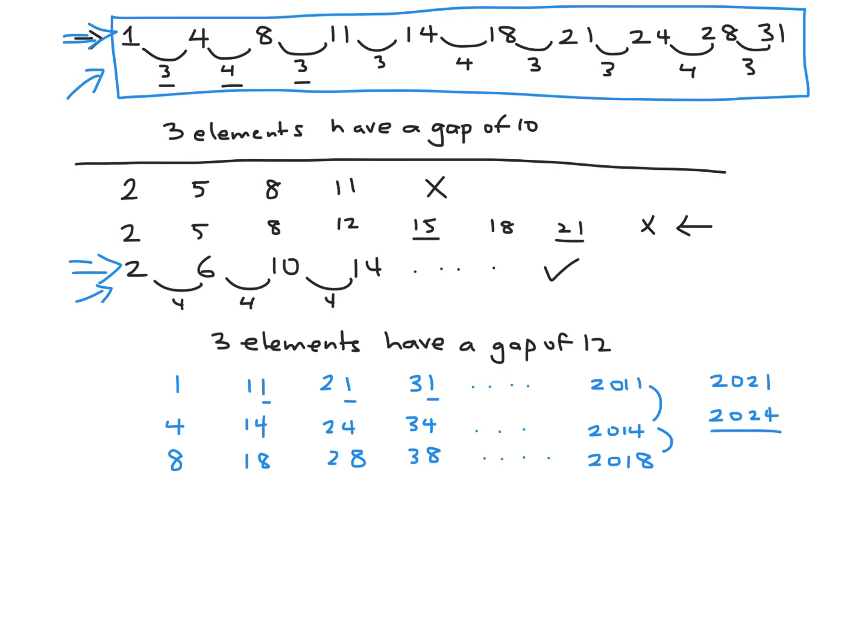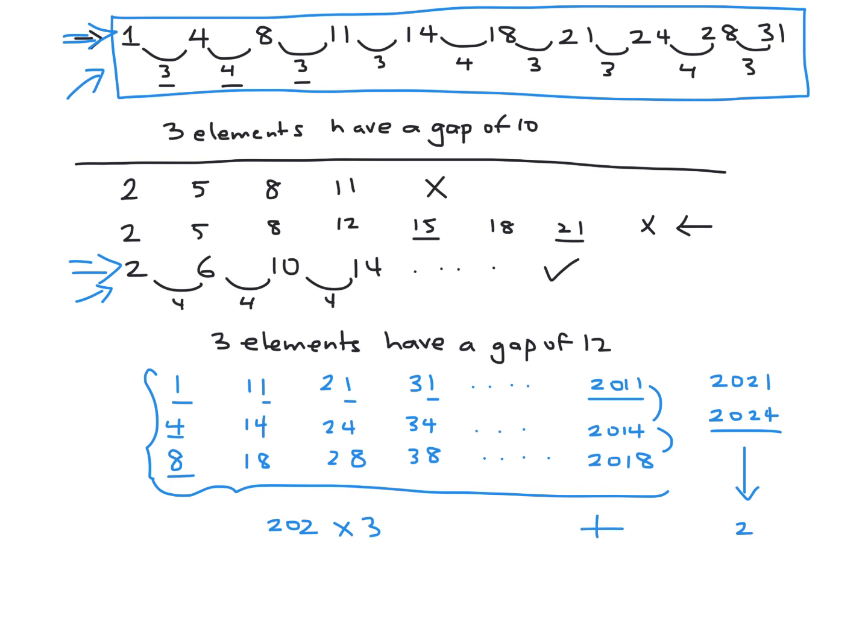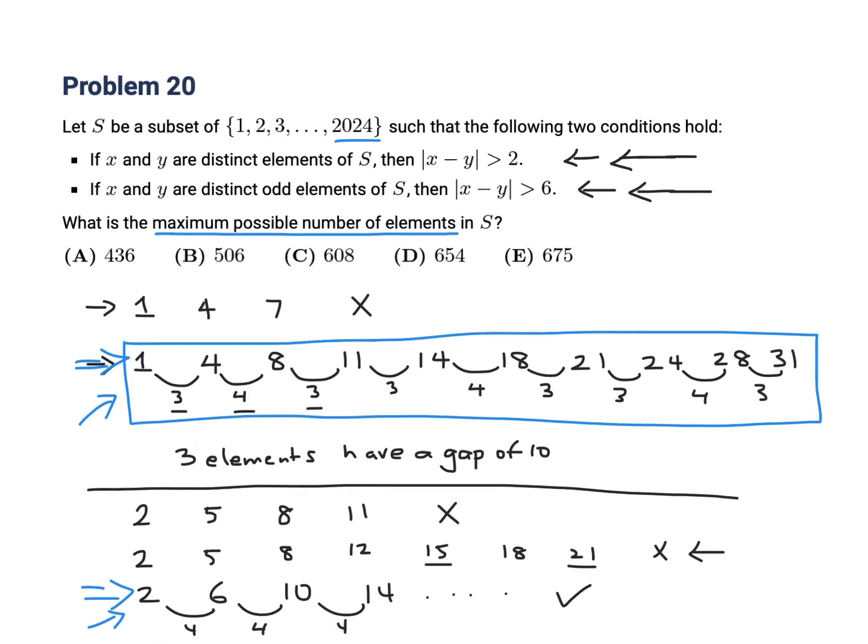So now we have to count these. This is 202. That's pretty easy to do. It's just multiples of 10. So each one will have 202 columns, and each column has 3 numbers. And then at the very end, you've got these guys. There's 2 of those guys. So it would be this plus that. So that's 606 plus 2, which is 608. And 608 is the answer, which is C.